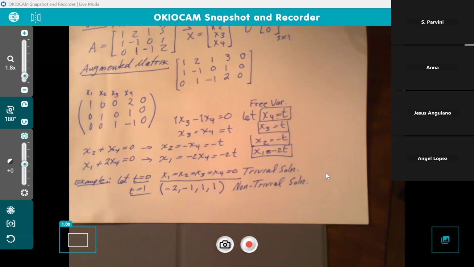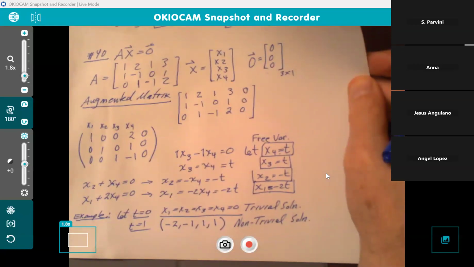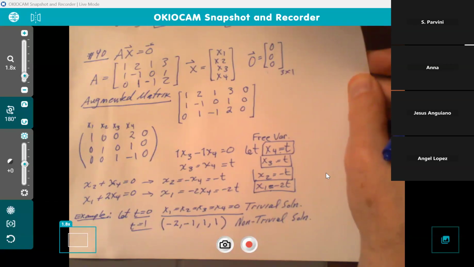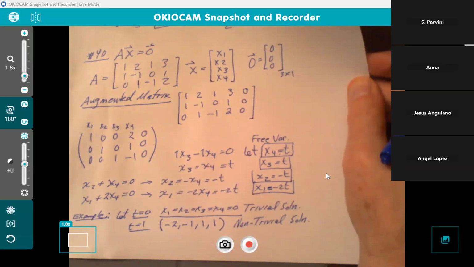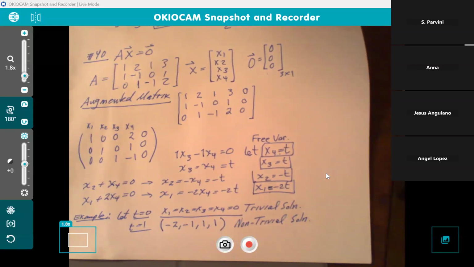Okay, so everyone, are we good on this example, exercise number 40? We are good. If we are okay on this one, let's take a look at maybe one more. Let me stop share, and we're going to go back to the book.